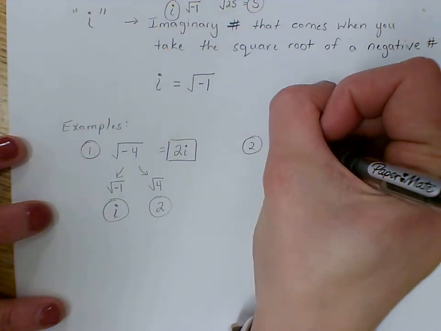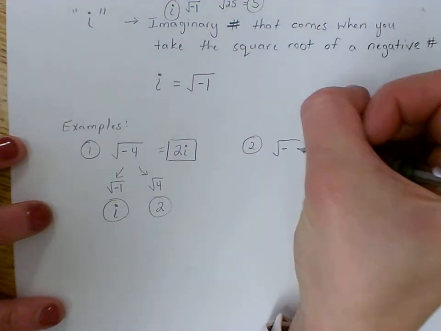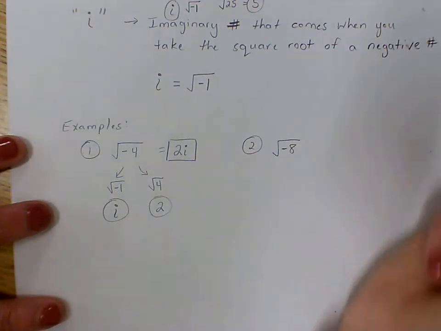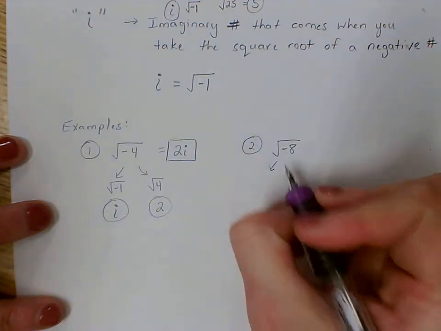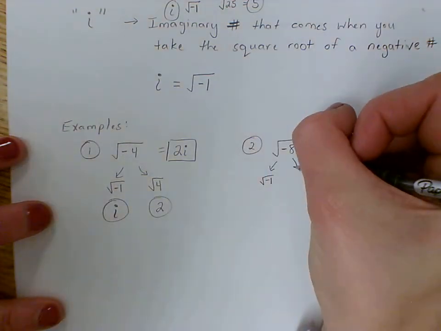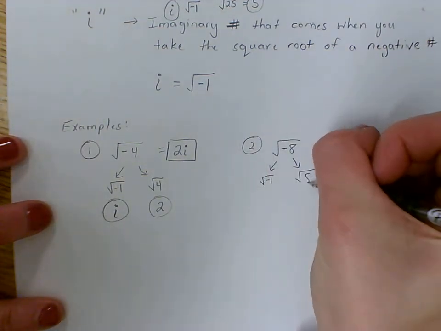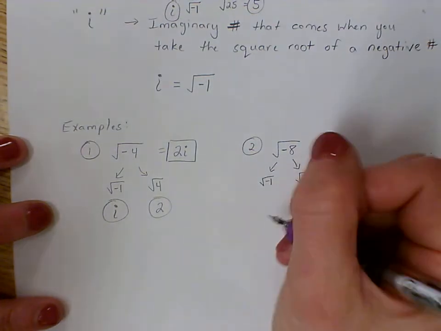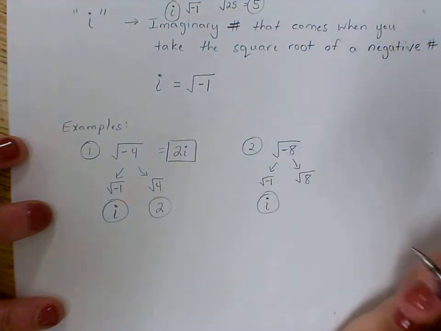What if you had the square root of negative 8? Okay, same thing as before. You have to take the negative out, so you're going to split that up. You write it as the square root of negative 1, and then you take the square root of 8. So this will be your i, so that's part of your answer.